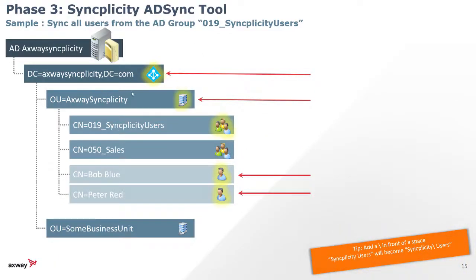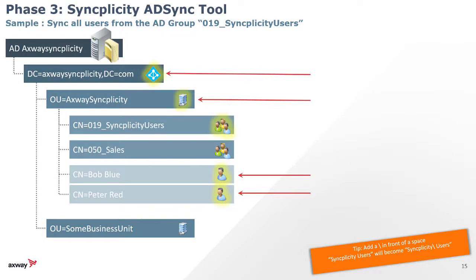I had set up a synchronization to collect all the users from this group. I've also synchronized groups, like for example the sales group. That meant that Mr. Bob Blue and Peter Red, who were added to my Syncplicity users, automatically get activated, and also their first name and last name has been filled in. With that, I've done everything I wanted.